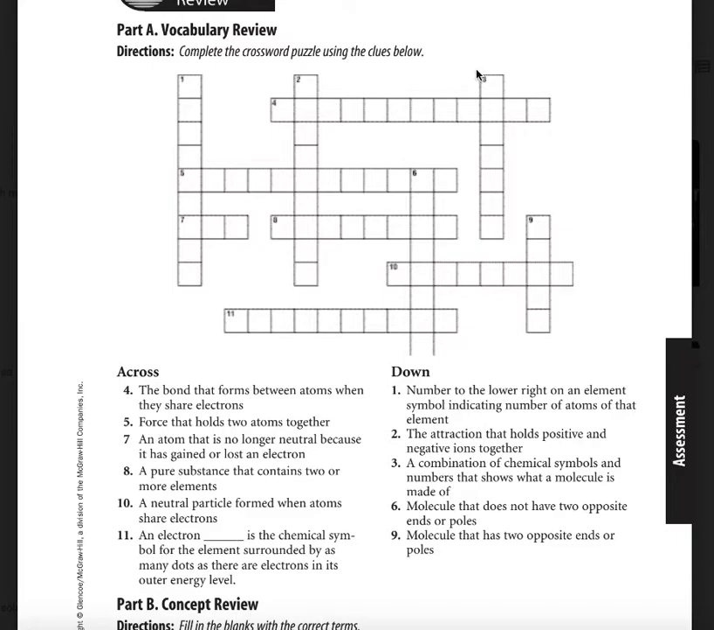Number 3 down, a combination of chemical symbols and numbers that shows what a molecule is made of. Number 3 down is right here. That's going to be a chemical formula. It has the element symbol and the subscripts to tell you how many of those elements are in that compound. That's a chemical formula. Number 3 is formula.